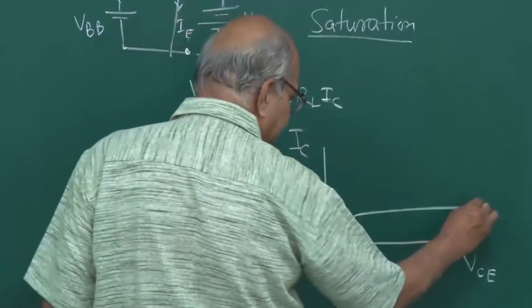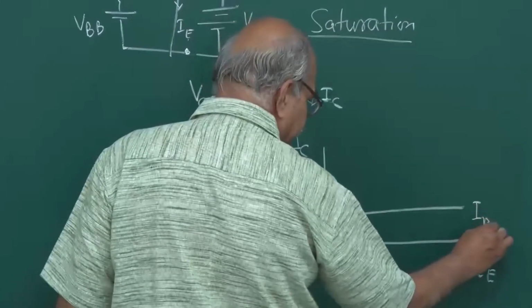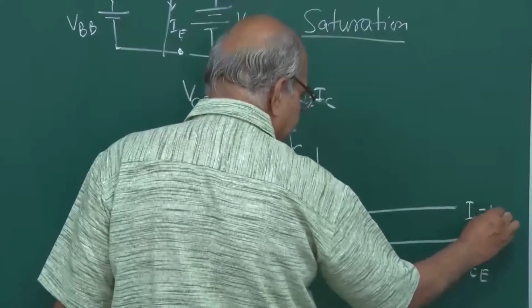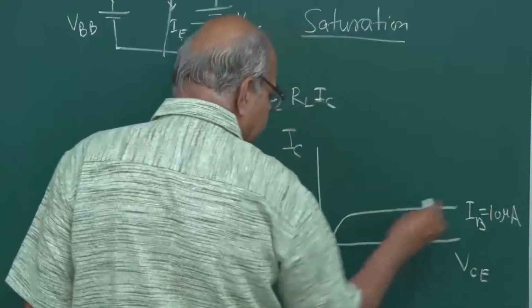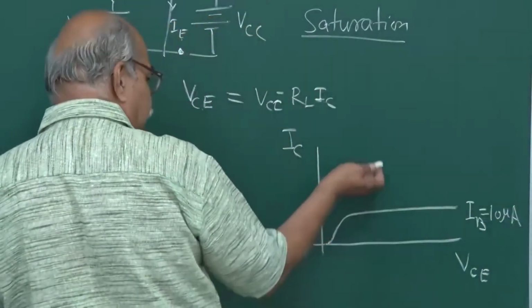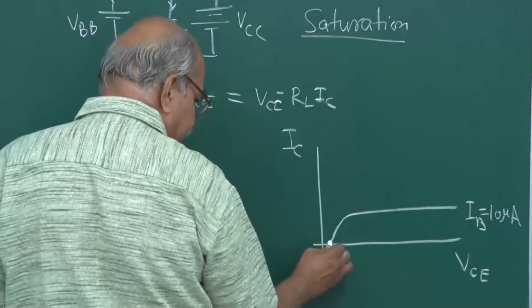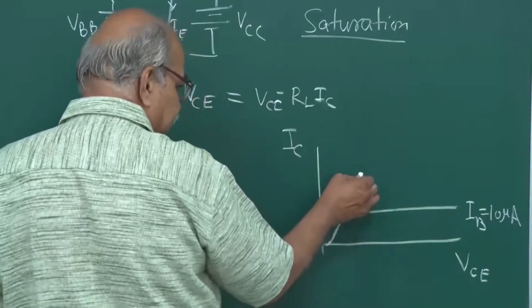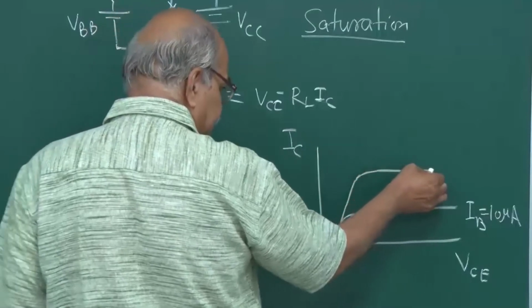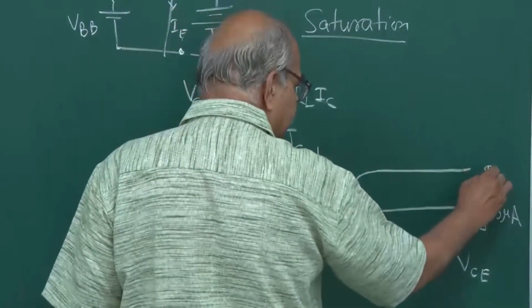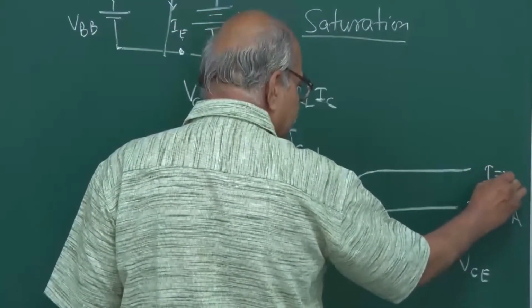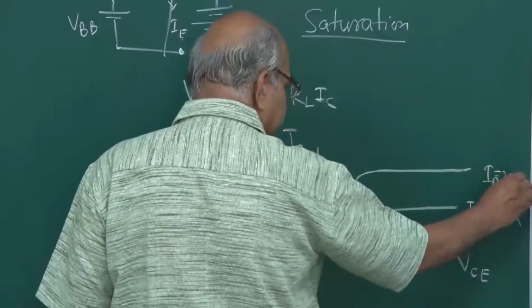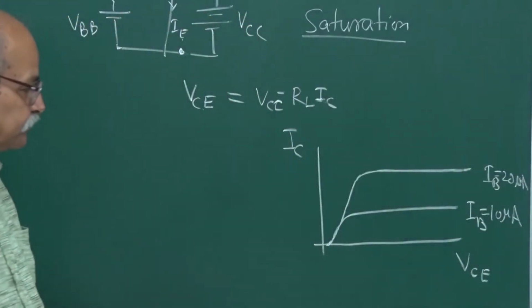So this is for one IB. Let us say IB is 10 microamperes. And then if I go for another IB, then this curve goes something like this. This is for IB equal to 20 microamperes, and so on. You can go on drawing.